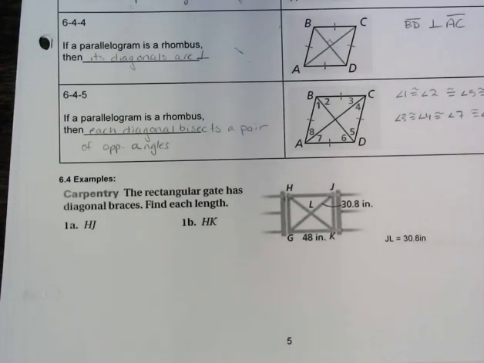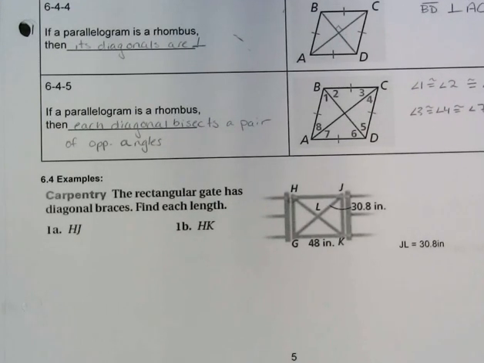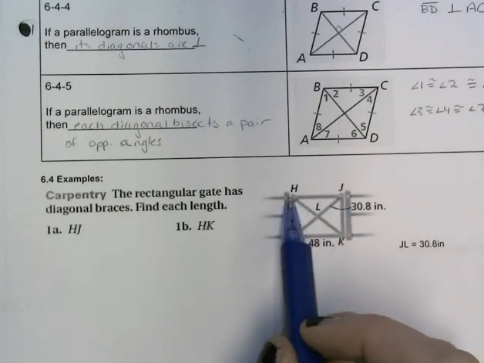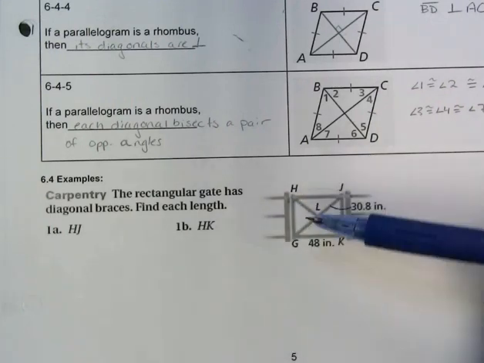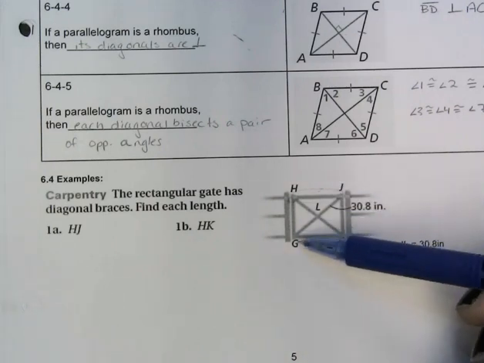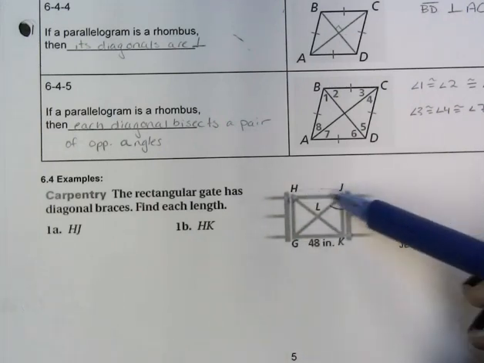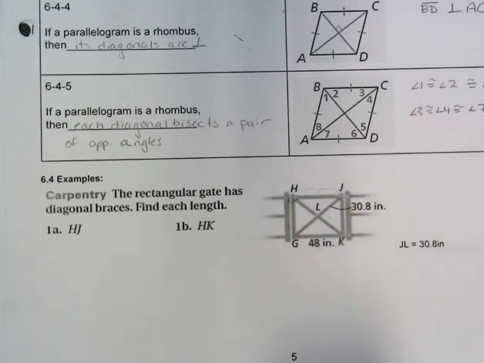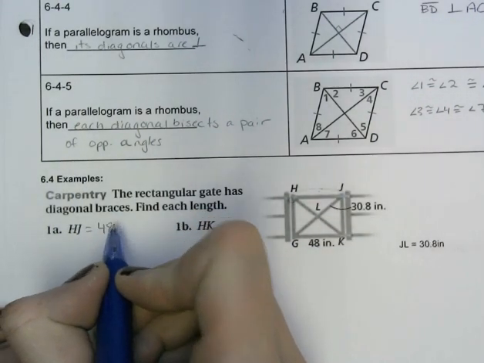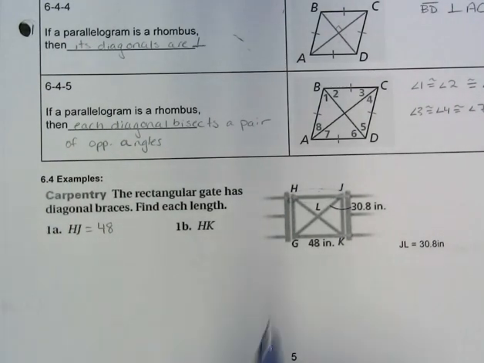So this first one is about a rectangular gate. So we're dealing with a rectangle. Let's think about what we know about a rectangle. It's got 4 right angles, it's a parallelogram, and the diagonals are congruent. They want us to find each length. The first length they want me to find is HJ. Since it's a parallelogram, remember parallelograms, opposite sides are congruent, so GK is 48, and HJ is also 48 because properties of parallelograms apply to any rectangle.